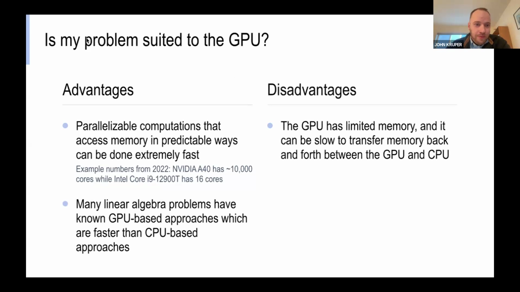But people don't use GPUs for everything, and there are some reasons why. Some disadvantages are that GPUs have limited on-board memory, and it can be slow to transfer memory back and forth between the GPU and the rest of the computer. Also, each individual core on the GPU is going to be much slower than on the CPU. They're less optimized for each individual worker. So any computation that can't be done in parallel, where each step in your program necessarily depends on the previous step, will be slower on the GPU.